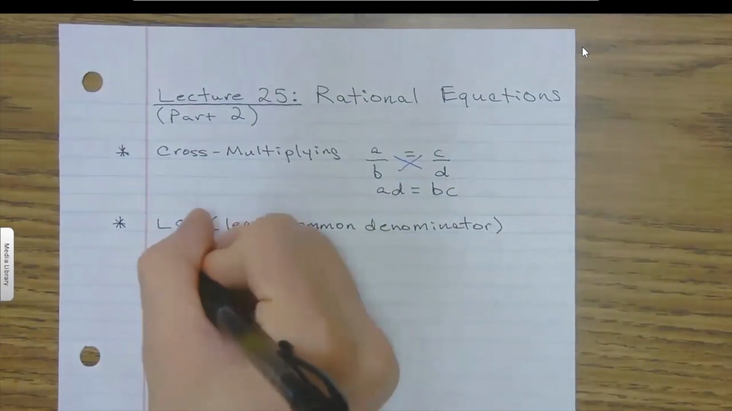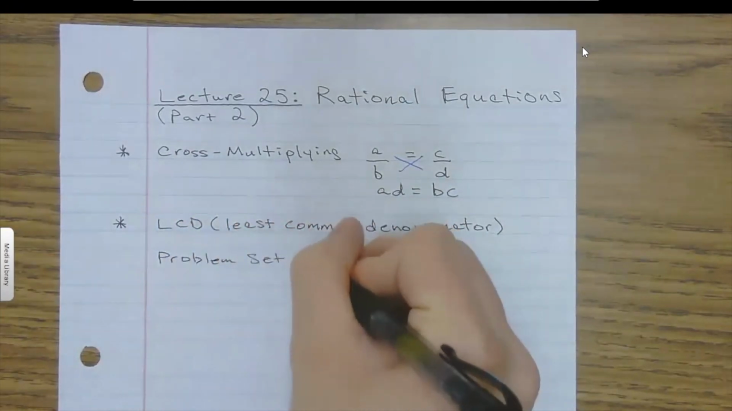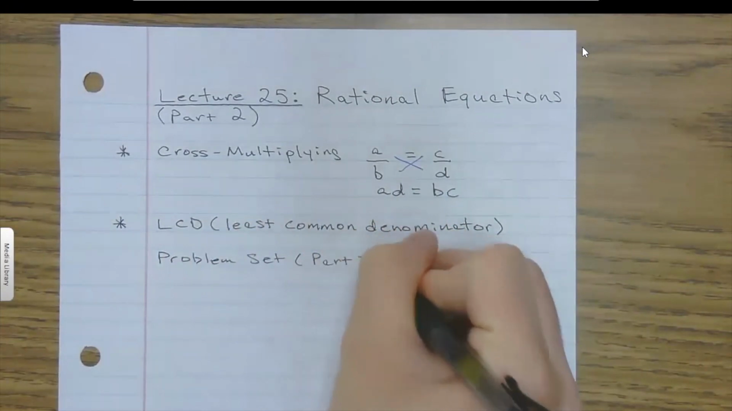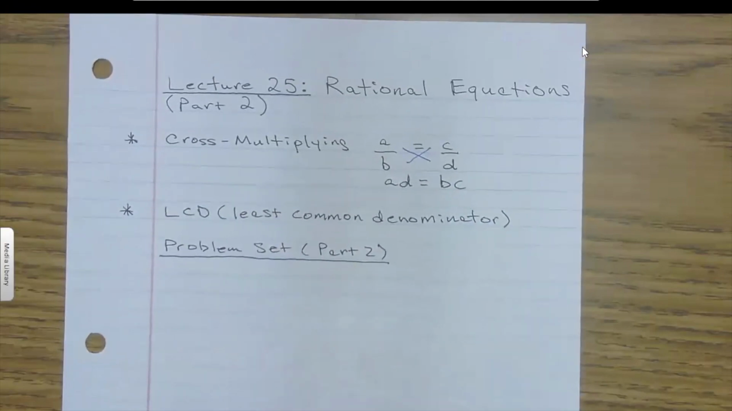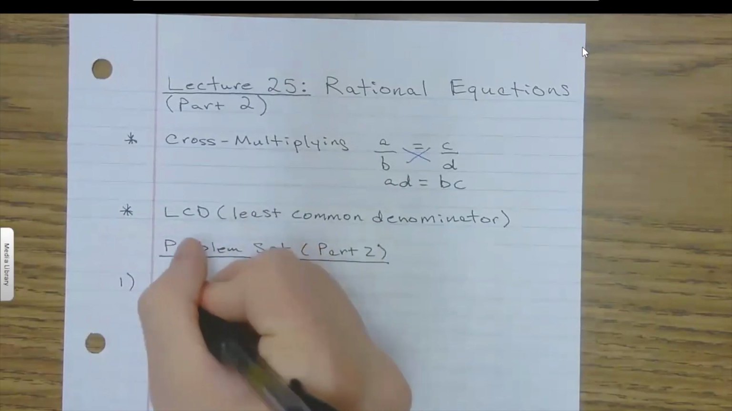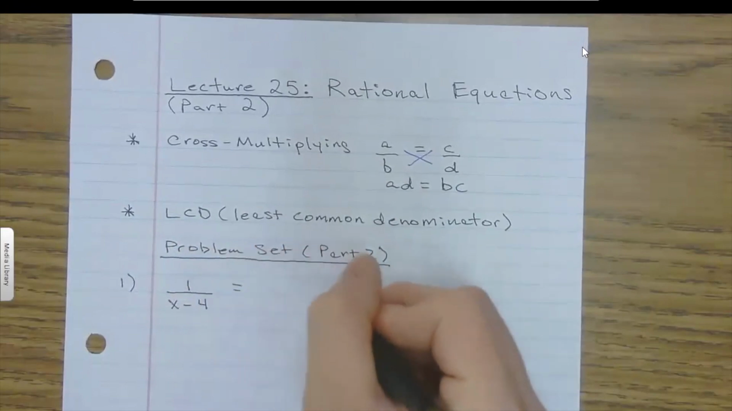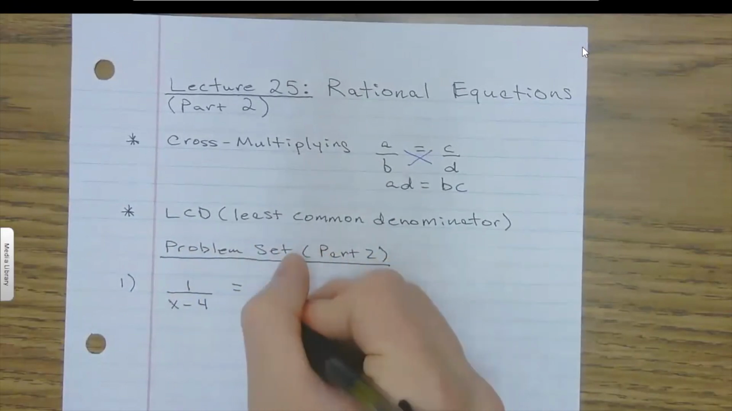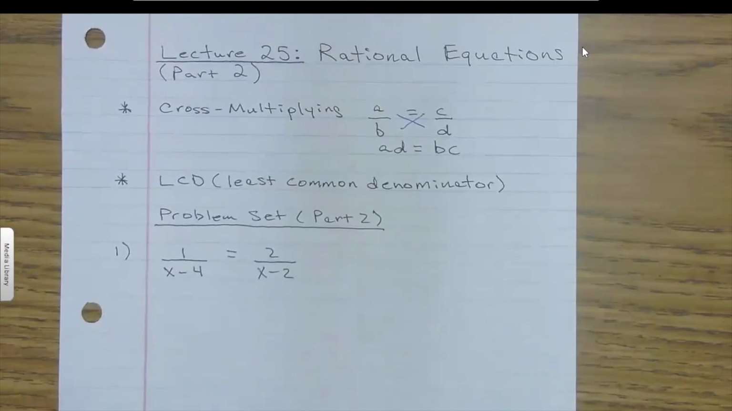And this is coming from the part 2 problem set. Okay, so number 1 says 1 over x minus 4 is equal to 2 over x minus 2. So we'll be looking at this one. Now notice there's one fraction on the left side and one fraction on the right side. So we can do cross multiplying for this one.